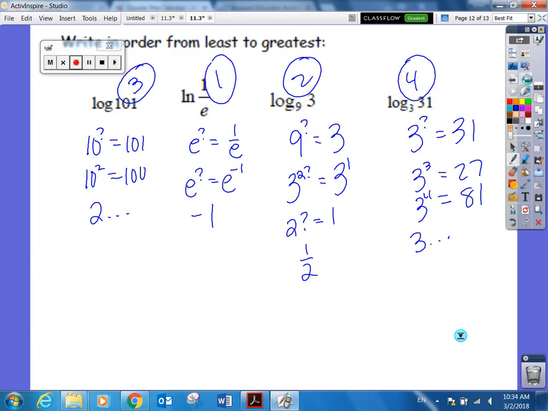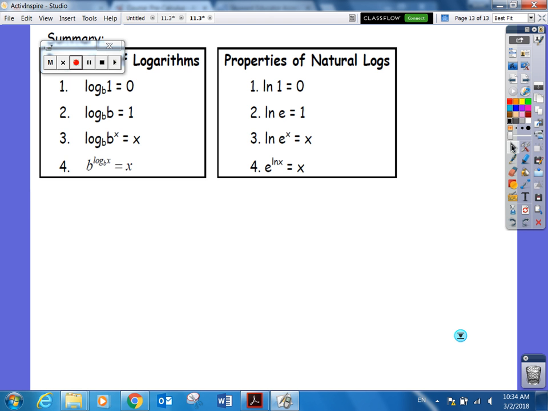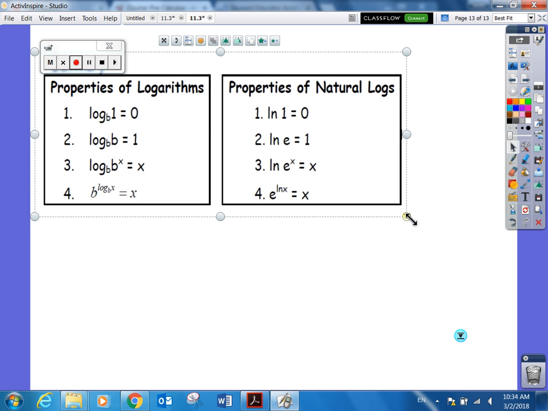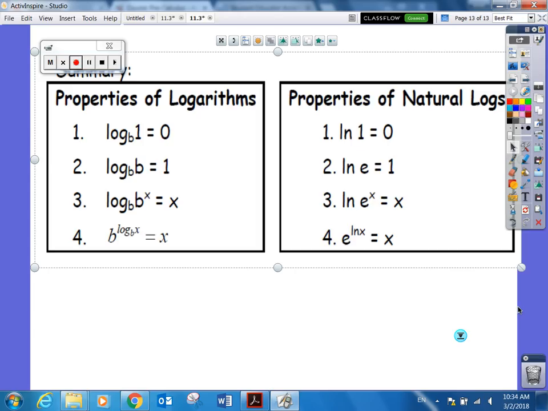And then again, here are just these properties for you to know, look at. The more you look at them, the longer you look at them, the easier they'll be to remember.